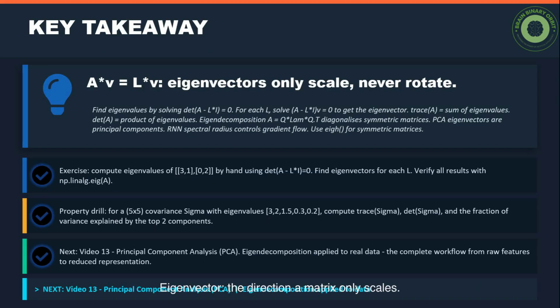3 definitions to know cold. Eigenvector, the direction a matrix only scales. Eigenvalue, the scaling factor. Characteristic equation, det(A minus lambda I) equals 0. Key facts. Trace equals sum of eigenvalues, determinant equals product, eigendecomposition A equals Q lambda Q transpose for symmetric A.